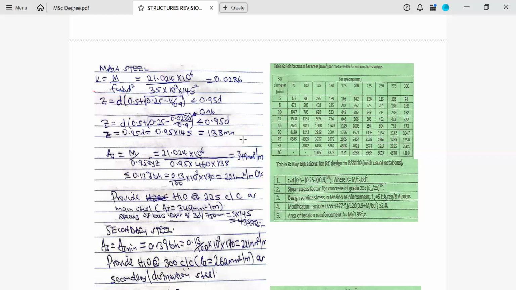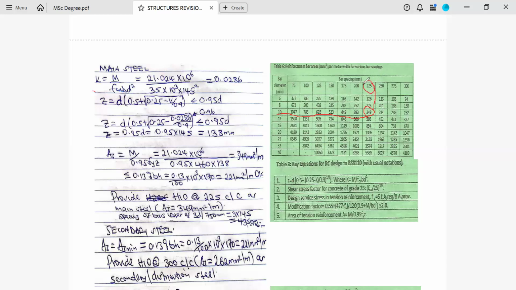Now, with this 349, we had assumed our diameter is 10. Now, let us come here. We go to 10. So we will move along this 10 until we find a value equal or greater than 349. If we move along this, fortunately we have an exact area, this one. So if I have this area, it means I provide H10 bars at 225 millimeter center to center.